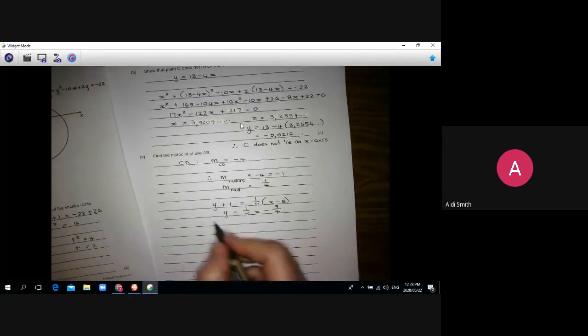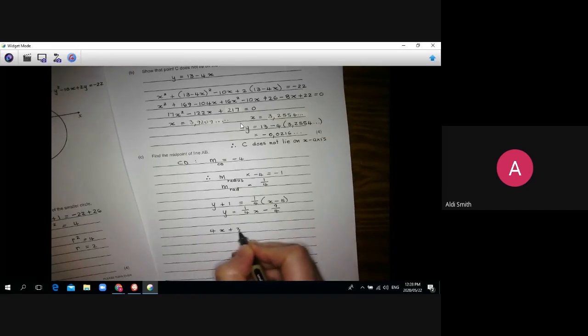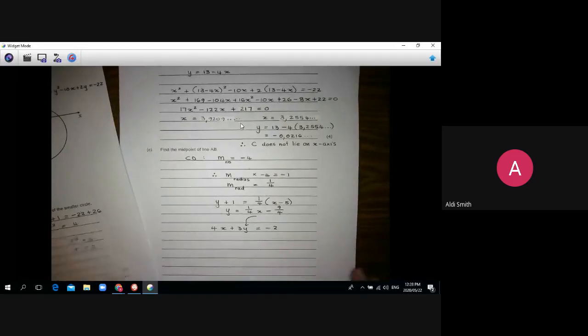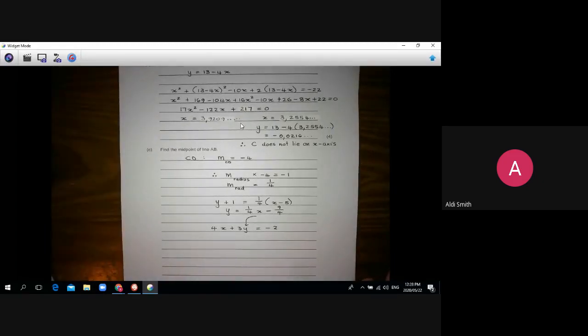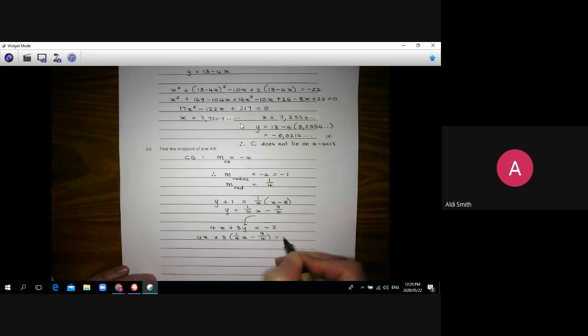So I'm going to take this equation, which is 4x plus 3y equal to negative 2, and I'm going to sub in that y value because I'm solving them simultaneously. You could have set them equal to each other, but solving simultaneously or setting them equal to each other is pretty much the same thing. So I'm going to say 4x plus 3 times (a quarter x minus 9 over 4) is equal to negative 2.